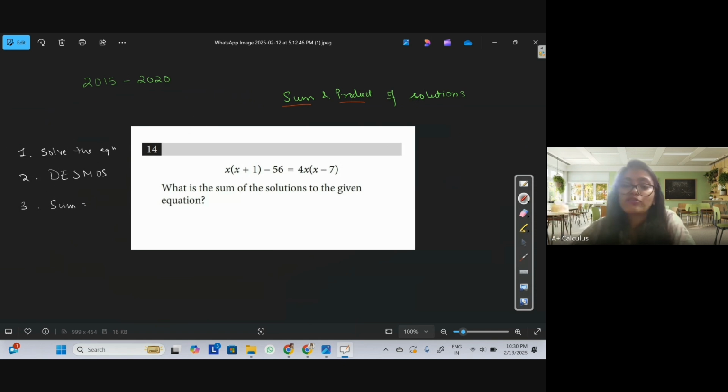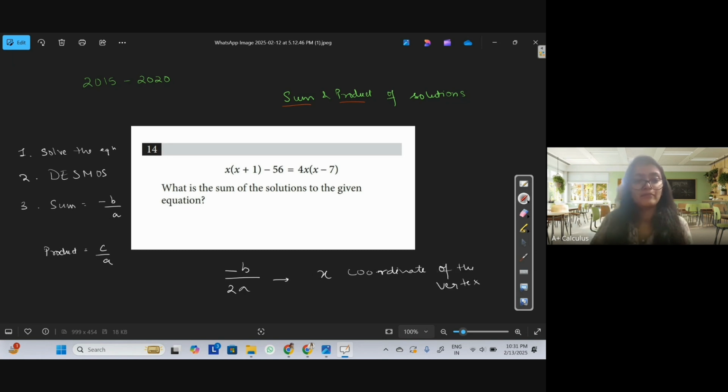Sum of the solutions of a quadratic equation is given by negative b over 2a. And product of the solutions is given by c over a. Now, oh wait, this is not negative b over 2a, this is just negative b over a. And you have to be really careful. Negative b over 2a is the x coordinate of the vertex of the parabola. Do not confuse these two formulas. But the sum of the solutions will be negative b over a.